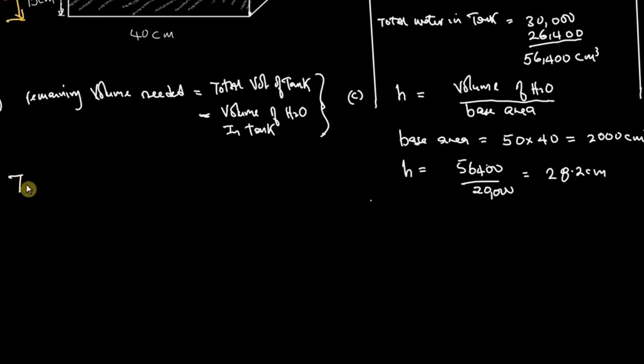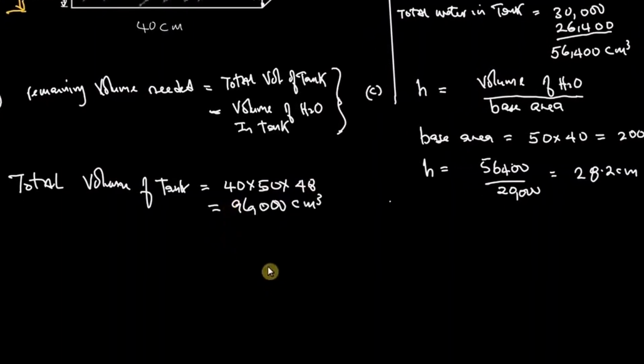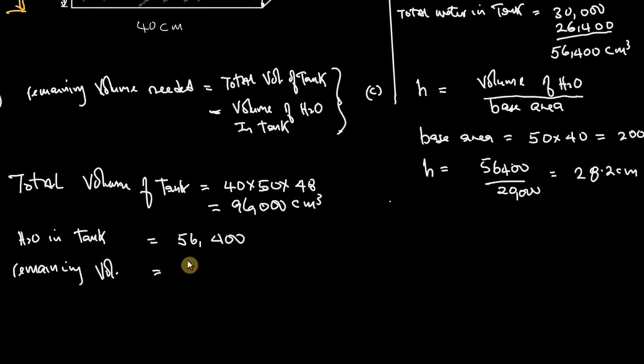So the total volume of the tank is equal to 40 times 50 times the total height of the tank, which is 48 cm. That is equal to 96,000 cm cubed. But we already have some water in the tank, so we subtract that. The water in the tank currently is equal to 56,400. Remaining volume is equal to 96,000 minus 56,400, and that is equal to 39,600 cm cubed. So that is the amount of space we have remaining in the tank.